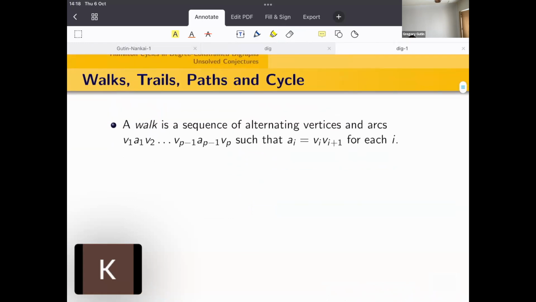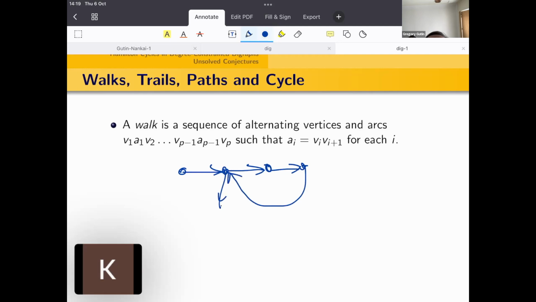So now, what is a walk? A walk is like for undirected graphs. It's a sequence of alternating vertices and arcs, such that every arc is an arc from the previous vertex to the next vertex. So here, direction is very important. For example, you can have a walk like that. You can go like that, then maybe return back here and continue in a different direction, and maybe return again. It's all a walk. Naturally, we want to follow these arrows. We cannot go against those arrows. So this is a walk.